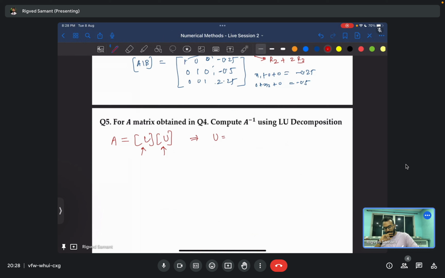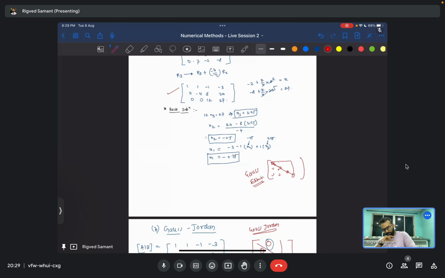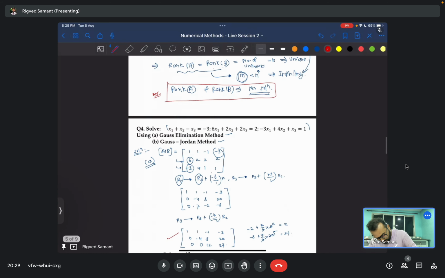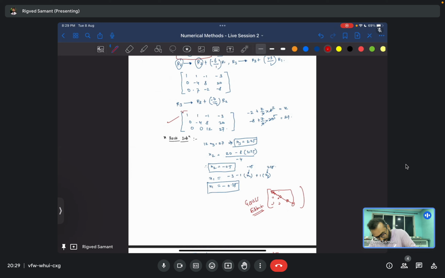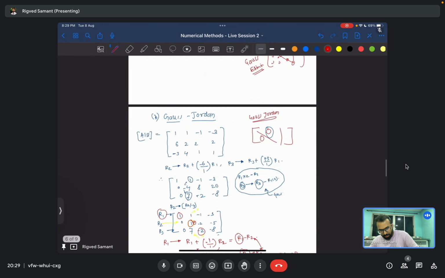This is the matrix you get after completion of Gauss elimination. So that is this one. For A it is talking. So what is A? A is nothing but these three, right? We started with this A augmented B. So this is A. So at the end what A do you have? This A you have. Right? So that is your U. 1, 1, minus 1, 0, minus 4, 8, 0, 0, 12. That's what you have got. Okay.